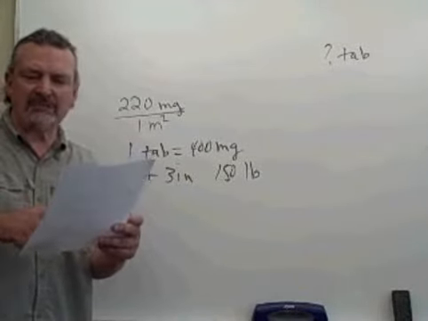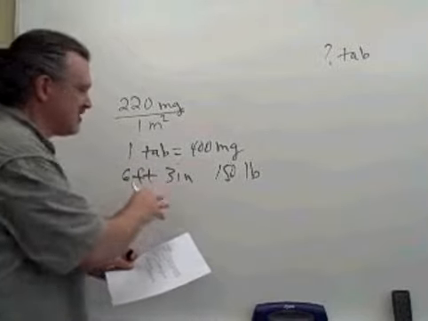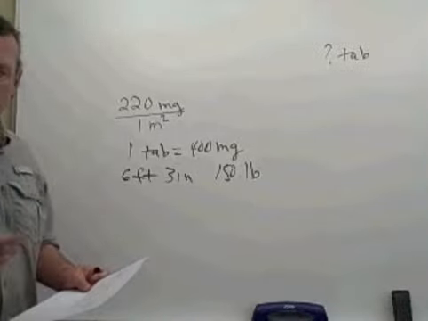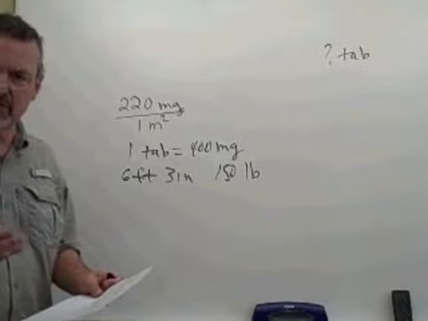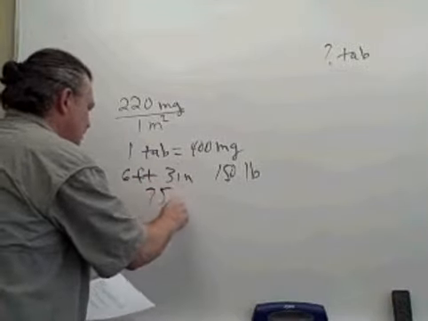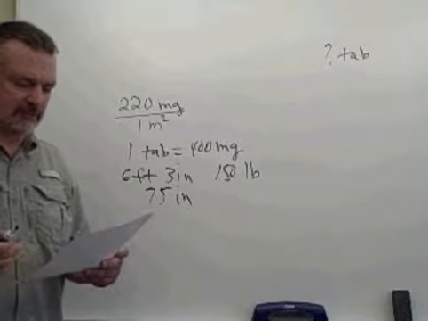But notice we have to have the height in inches. So we have to convert 6 feet 3 inches to inches. Well, 12 inches is 1 foot. 6 of those would be 72, and 3 more would be 75. So this patient is 75 inches tall.